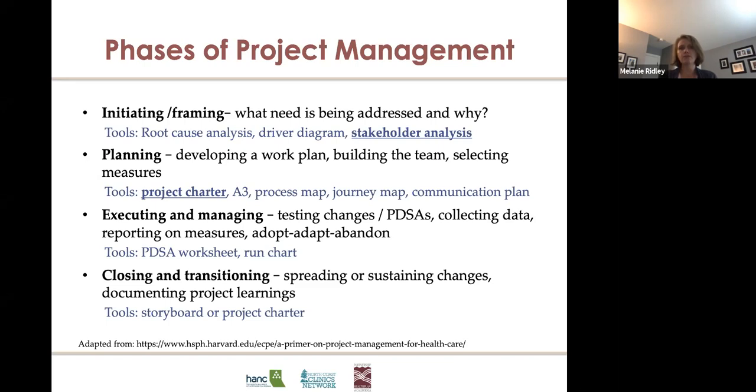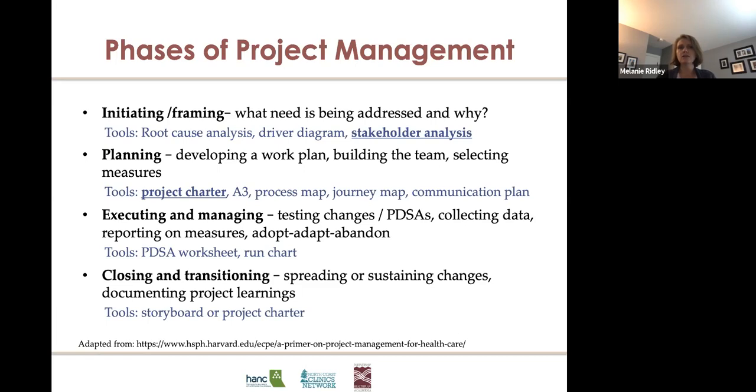The third phase is executing the project, where you implement your project plan, work with your team, and sustain momentum on your PDSAs. You're collecting data and reporting on project progress. And some of the tools used during this phase are your PDSA worksheet to capture all that you're doing and learning, and reporting data through your run chart.